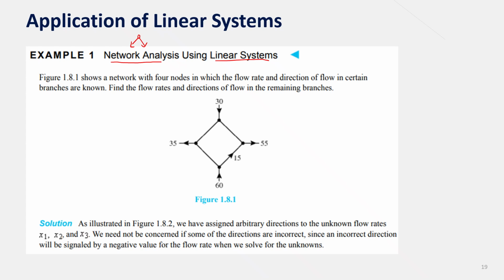So figure 181, which is this one, shows a network that consists of 4 nodes. Let's say, I don't know, maybe the next slide will have the notations, but let's try. Let's say this one is node A, node B, node C, node D. And then from node A, there is a flow.